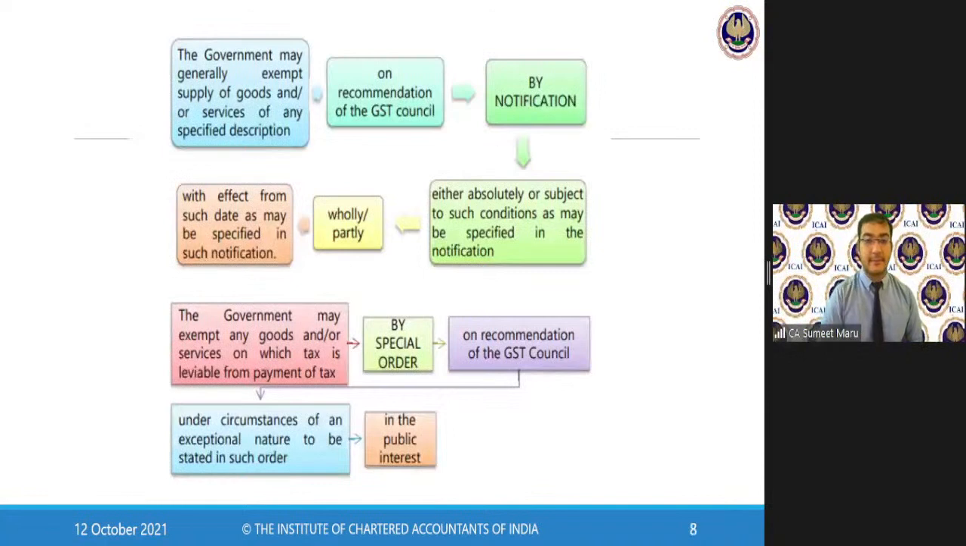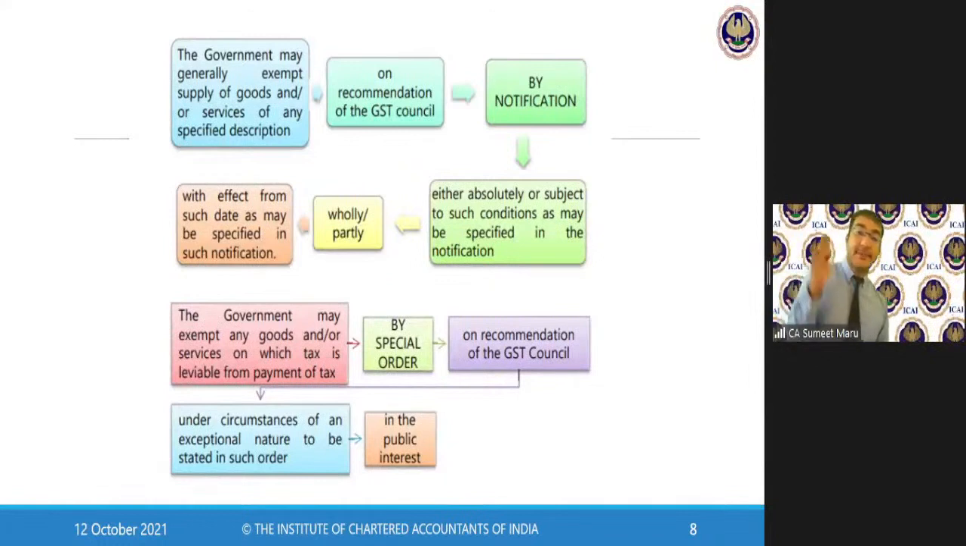Okay, so see, this is again a diagram given in your study material itself, which beautifully states how exemption can be brought into place. See, government can generally exempt supply of goods or services of a specified description, on recommendation of the GST Council, by a notification. This again can be conditional or unconditional. Unconditional, mandatory. Conditional, if you satisfy that particular condition. And government can exempt this wholly or partly from a date specified again in the notification. So this was the first way how government can give an exemption notification.